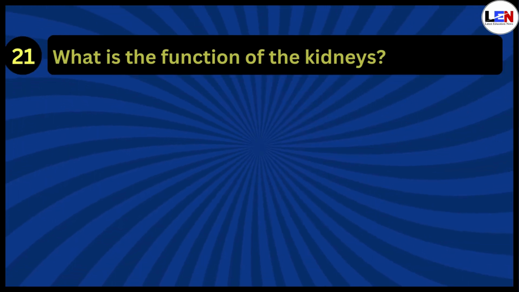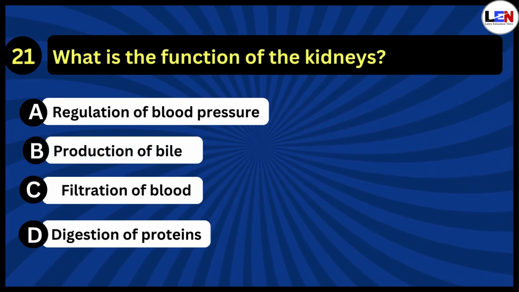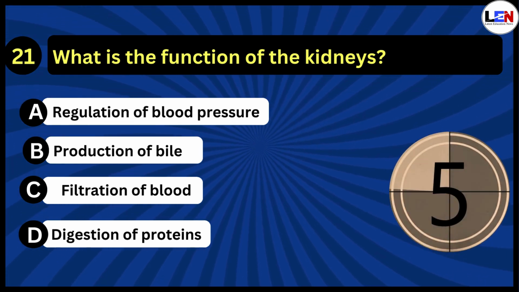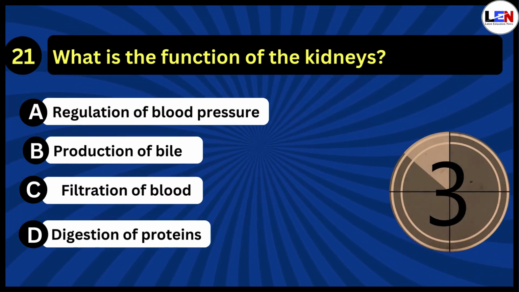What is the role of insulin in the body? A. Regulation of blood sugar levels. B. Production of bile. C. Digestion of carbohydrates. D. Contraction of muscles. The correct answer is option A.